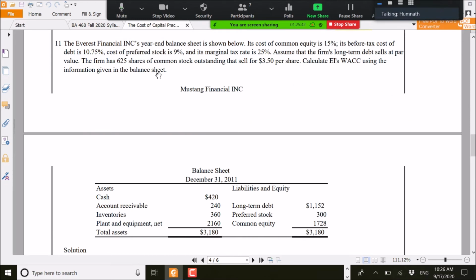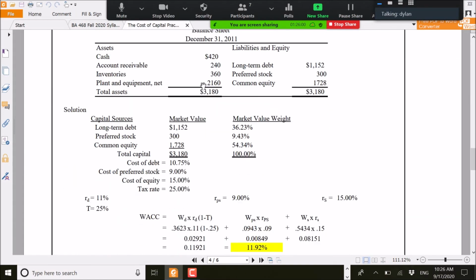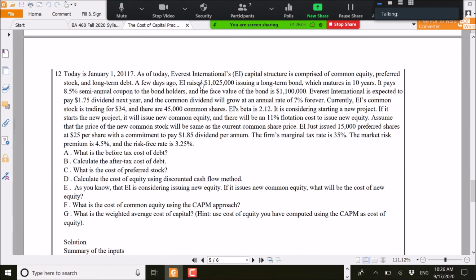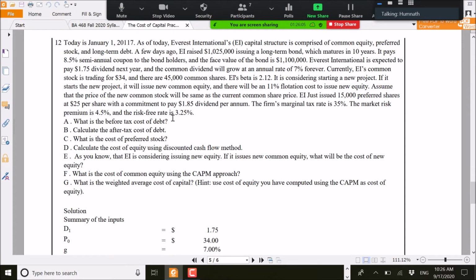And this is a company. I created a small company. So this company has cost of equity 15%. Before tax cost of debt is 10.75%. Cost of preferred stock is 9%. Sorry. All right, one more time. I created a simple company and included everything right here.